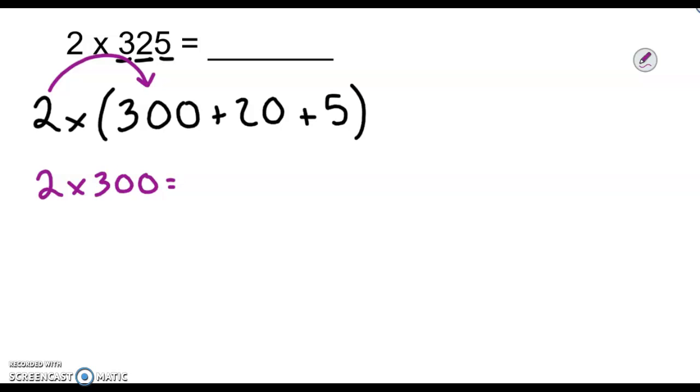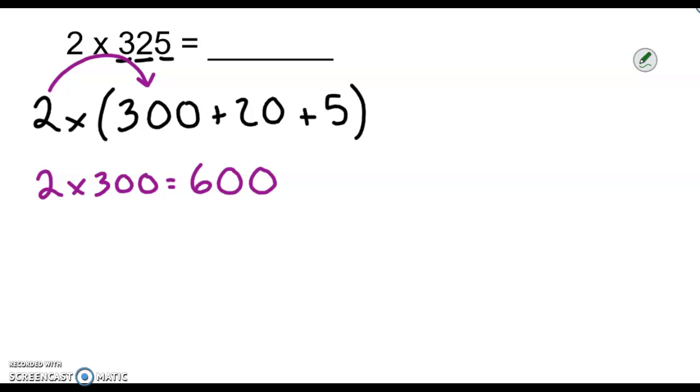Okay. And well, what is 2 times 300? Well, if we look, we can multiply the 2 and the 3, and that gives us 6. Then if we look at our 2 zeros here, that tells us we need to add those 2 zeros to the end. That's a shortcut that we learned in class.